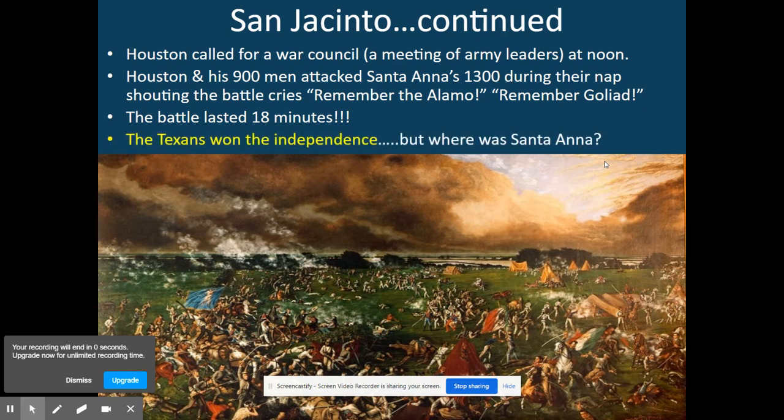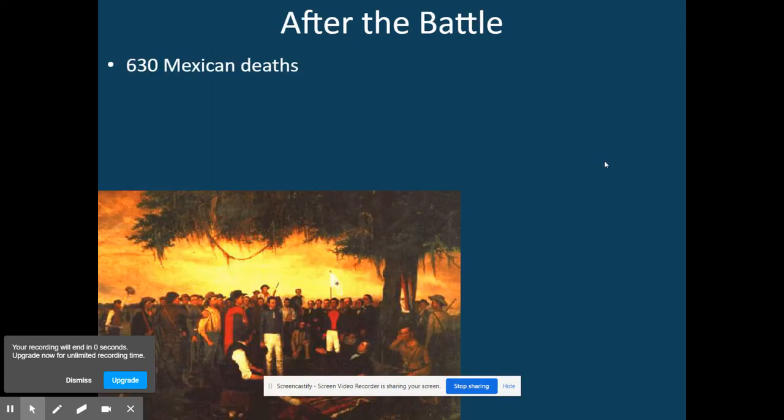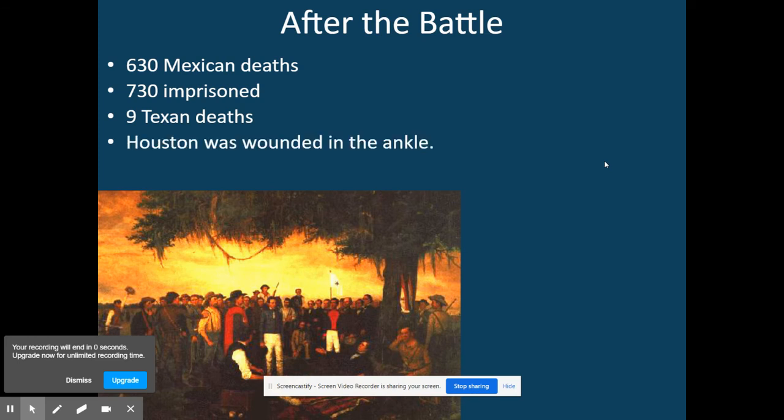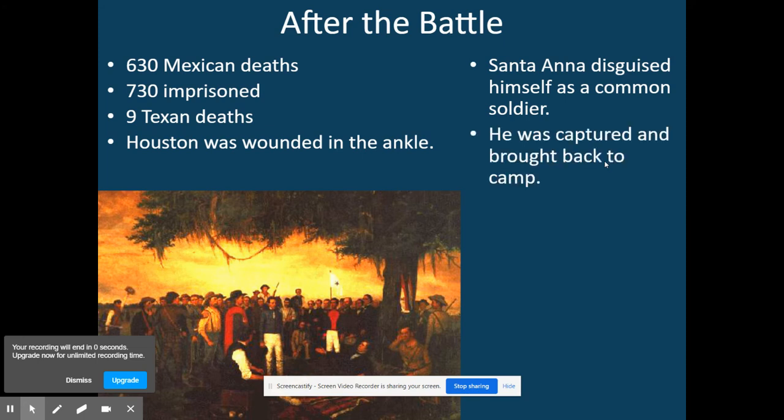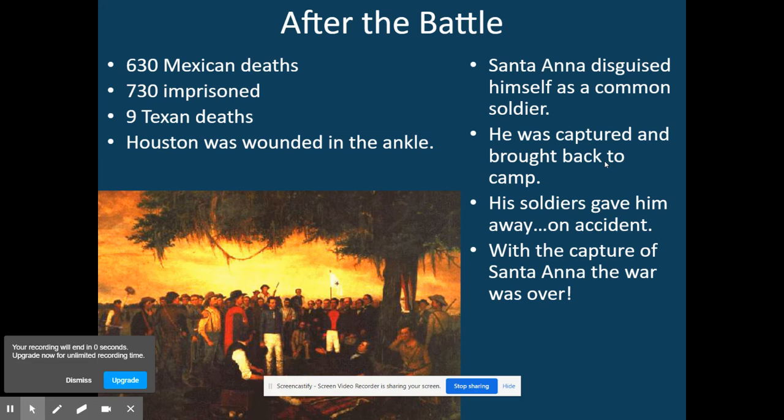The Texans had won their independence, but where was Santa Anna? After the battle, there were 630 Mexican deaths, 730 imprisoned Mexicans, and 9 Texan deaths. Houston was wounded in the ankle, but he survived. Santa Anna disguised himself as a common soldier, but was brought back into the camp as a captured person, and his soldiers gave him away by accident by recognizing him as their president and leader. With the capture of Santa Anna, the war was over.